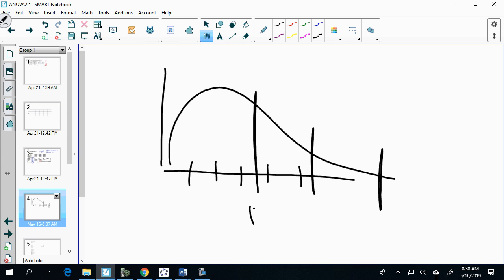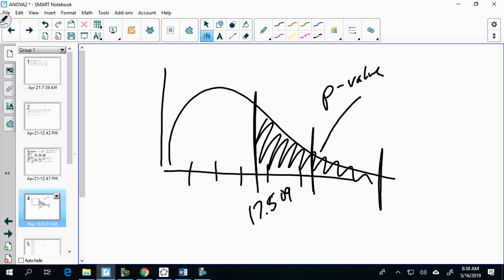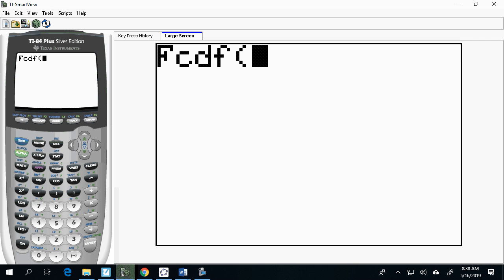So I got 17.509, and I want to know what the area is above that. That's my p-value. So I need to calculate the area above that, and I can do that with the FCDF. So I'm going from 17.509. I'm going to round it off to 17.51. That's close enough.